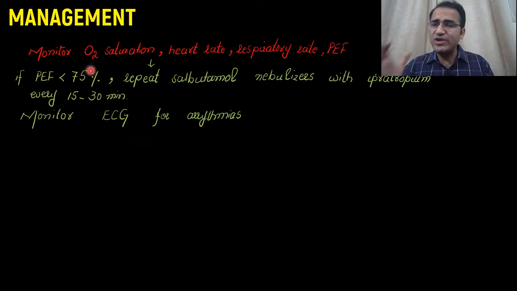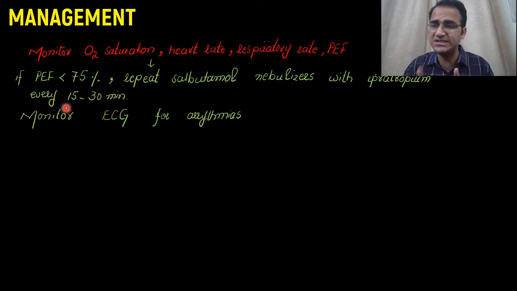Other than that, while you have given these two things, you maintain the oxygen saturation, you look for the vitals, you check heart rate, you look for the respiratory rate, and you look for peak expiratory flow rate, whether there is any improvement in the condition or not. If the patient's peak expiratory flow is less than 75%, you repeat the salbutamol nebulizers with ipratropium bromide every 15 to 30 minutes if that patient is not improving.